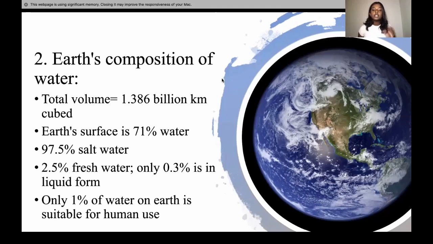We know that the Earth's surface is about 71% water. Of that 71%, 97.5%, that's a huge part of it, is salt water. Only 2.5% of it is fresh water. And of that 2.5%, only 0.3% is in liquid form. If you look at it, that's not a lot of water in liquid form usable for us, right? And of all the water on Earth, only 1% of that water is suitable for human use. So if you really think about it, saving water is such an important part of life.